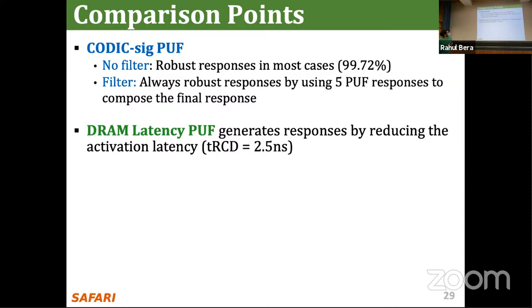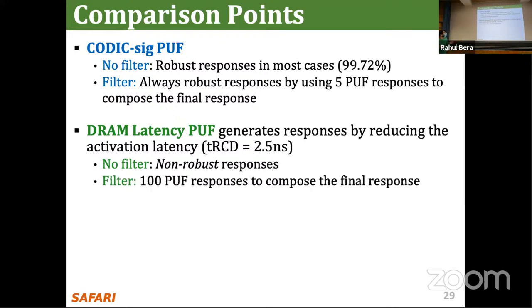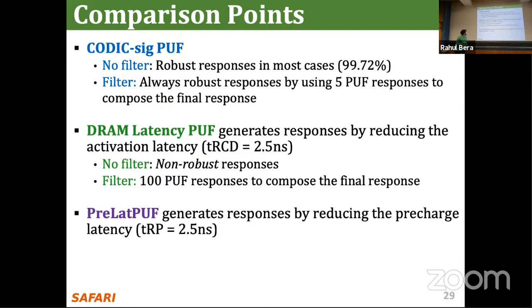Then we have the DRAM latency PUF that generates responses by reducing the activation latency. In our experiments, we reduce tRCD to 2.5 nanoseconds, that is the time between the activation and the read command. If we don't apply filters, we don't see consistent PUF responses, so this is not reliable at all. We use a filter of 100 PUF responses to compose the final response to have some reliability. Then we also implement a PreLatPUF that generates responses by reducing the precharge latency, so the latency between a precharge command and the next activation command.